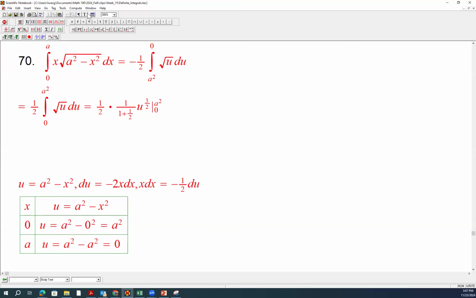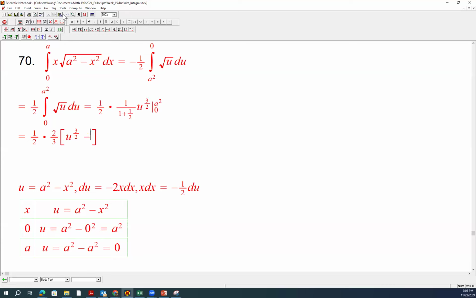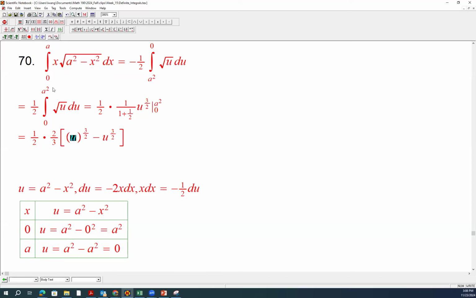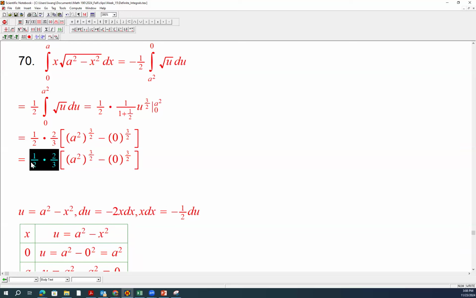Okay. And next, don't forget to take care of the constant in front. This is going to make 3/2, right? 1 over 3/2. So that's going to be 1/2 times 2/3, right? And u raised to the power 3/2. We're applying the fundamental theorem of calculus part 2. Okay, so this piece subtracting that, and u will be replaced by a squared, and this u will be replaced by 0. Okay, after simplification, this will just be 1/3.